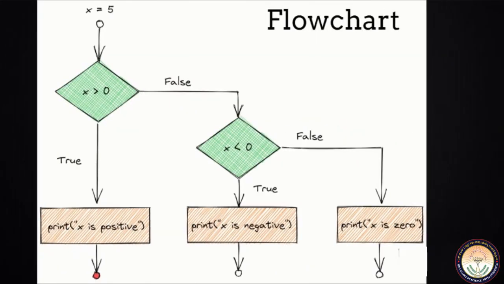Let's take an example of a flowchart to understand how decision-making works. Initial value x equals 5. Condition: x greater than 0. If true, go to the positive block. If false, go to decision 2. Condition 2: x less than 0. If true, go to the negative block. If false, go to the 0 block. This outline gives a simple yet clear understanding of how the decision-making process works in the flowchart.